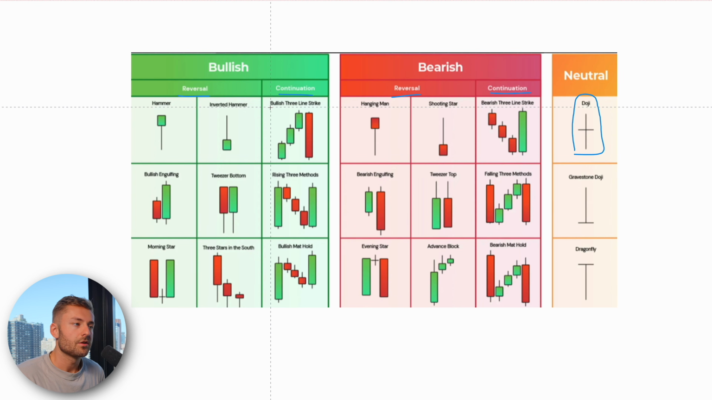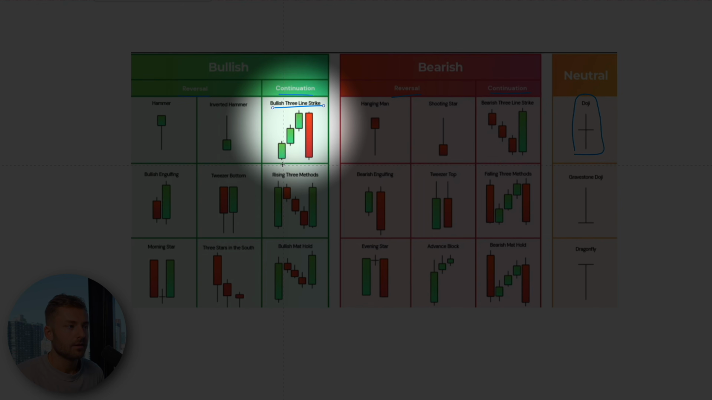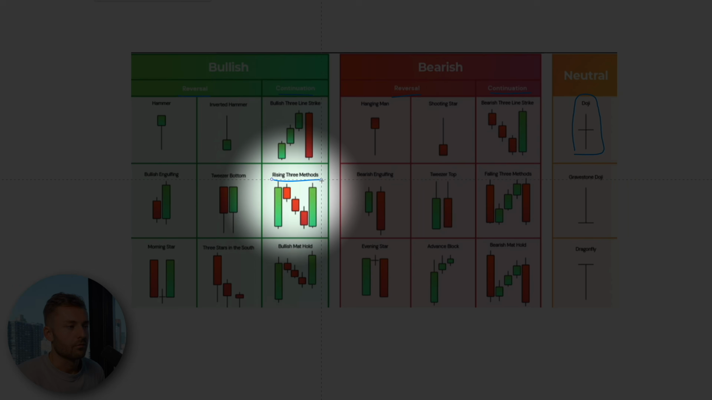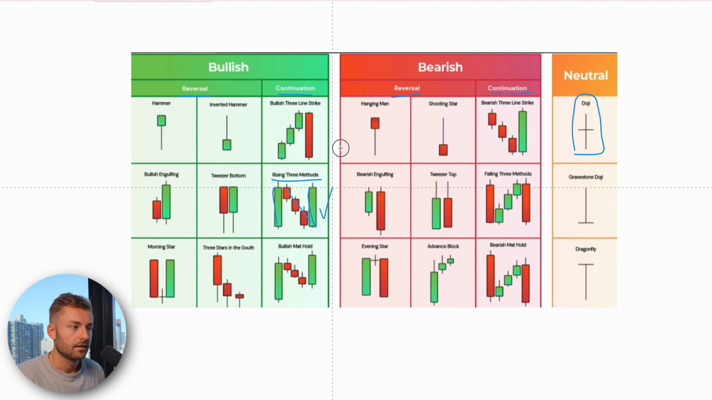And for a continuation pattern, we have bullish 3-line strike, which is 3 sequential green candles followed by a big bearish candle with small wicks on either side that has equal lows here, filling up that space to make a continuation to the upside. Okay, we also have a rising 3 method, big green candle followed by 3 bearish candles and an equal size bullish candle indicating continuation of that trend.